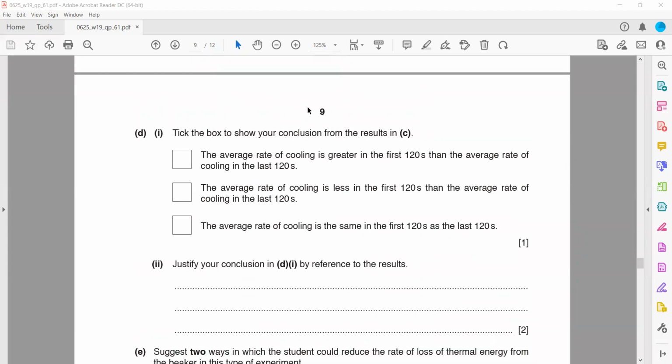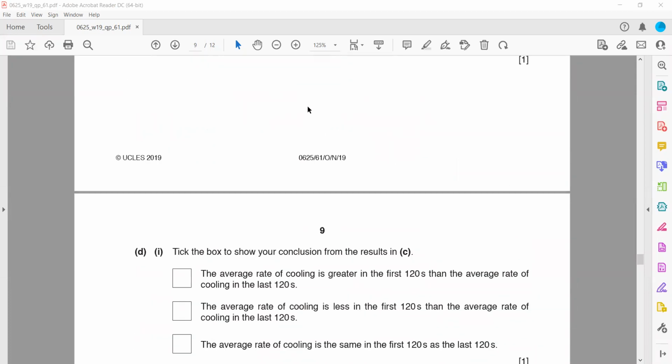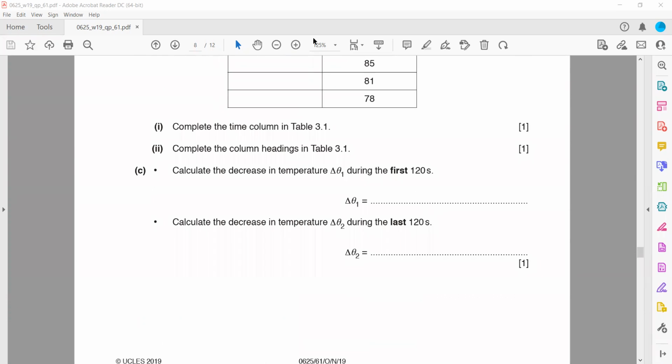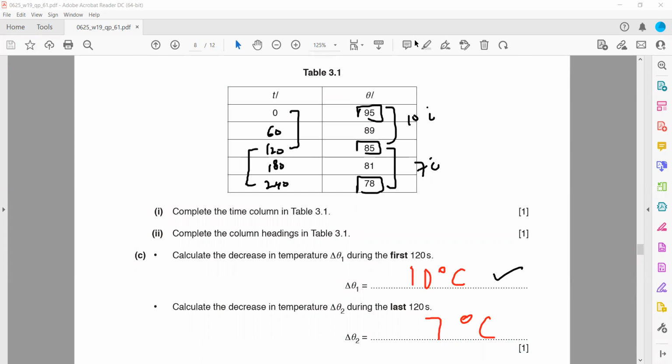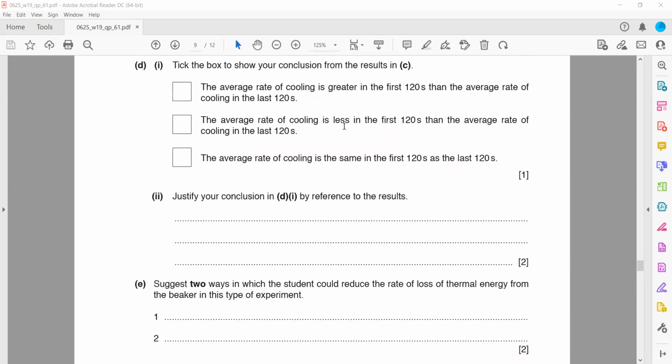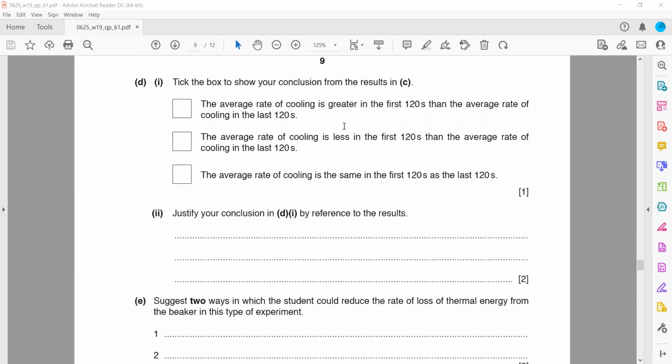You have to tick a box to show a conclusion from the result. Look, in the first 120 seconds, the temperature changes by 10. In the next 120 seconds, the temperature changes by 7. So which is the right statement? Which box should we tick?